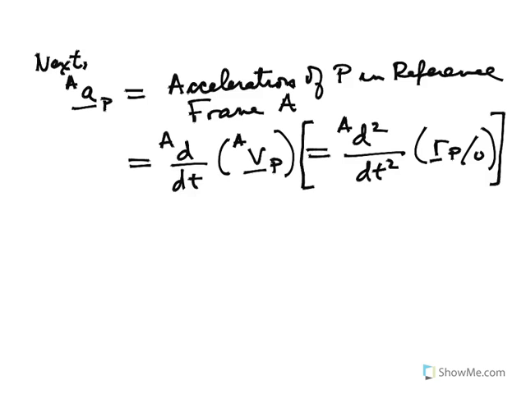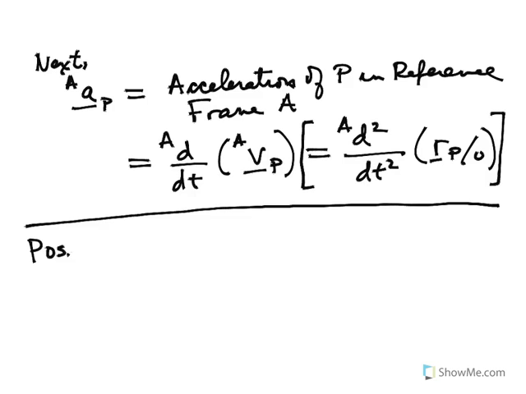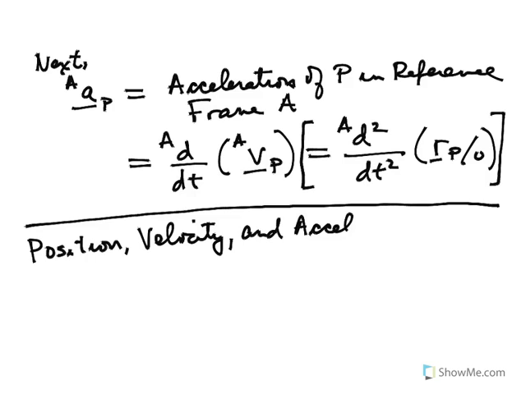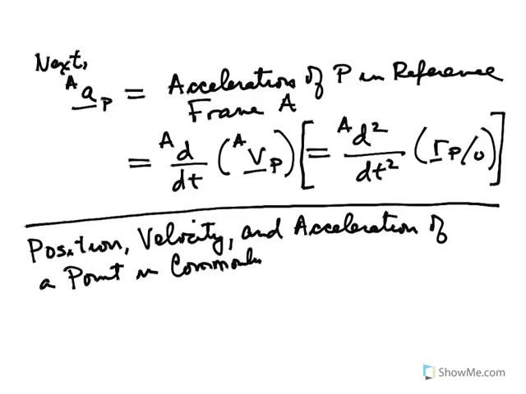Now, what I need to do is I need to use this information, and we're going to start parameterizing motion. So this next topic is the one that's going to be pretty comprehensive in terms of trying to parameterize motion. And what we're going to be talking about is position, velocity, and acceleration of a point in commonly used coordinate systems.